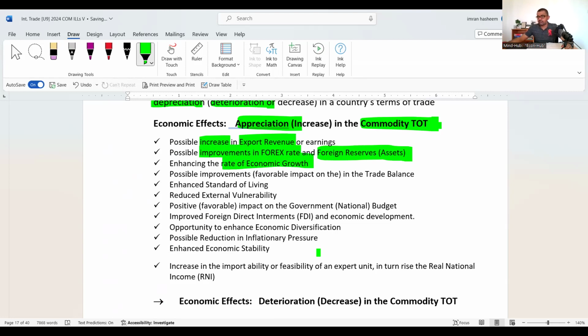Next, possible improvement, a favorable impact on the trade balance also. Again, the word possible is there.